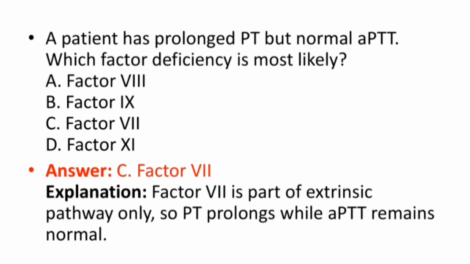The patient has prolonged prothrombin time but normal activated partial thromboplastin time. Which factor deficiency is most likely? Option A factor 8, option B factor 9, option C factor 7, option D factor 11. The correct answer is option C, factor 7. Factor 7 is part of the extrinsic pathway only, so prothrombin time prolongs while APTT remains normal.